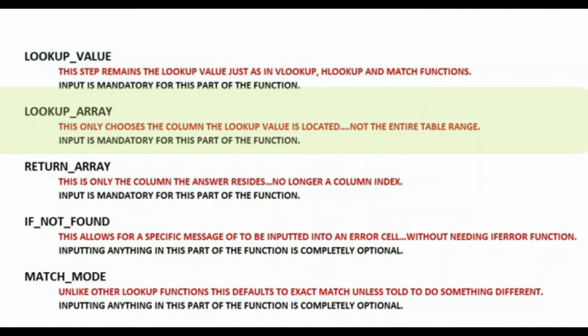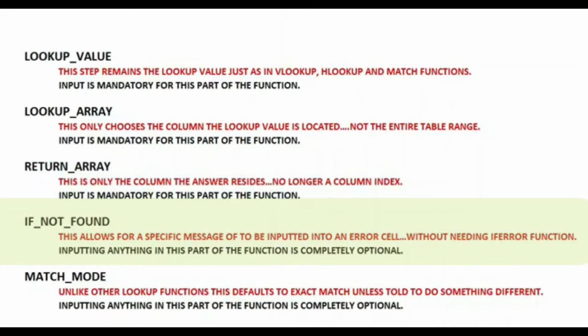Lookup array, this only chooses the column the lookup value is located. So it's not the entire table range like you would have found in a VLOOKUP or HLOOKUP historically. Return array, this is only the column the answer resides. Again, it's not a column index no more. It's basically the same kind of thing, but instead of having to go 1, 2, 3, 4, 5, 6 or column 20, you literally just pick the column that the answer resides for it to be able to look up against.